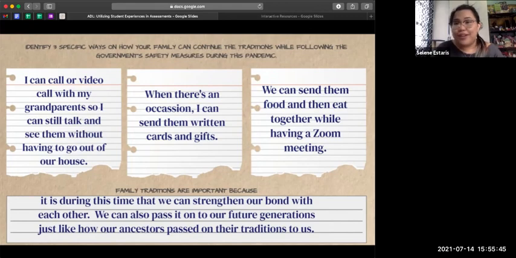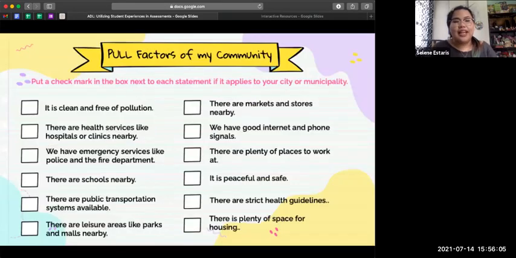They can do video calls instead, ordering food instead of going out, and then sending cards or gifts instead of going to a gathering. So it's relevant to them because they know what it's like. They're in that situation where they want to celebrate these traditions, but they can't because there's a lot of restrictions right now. And then another would be the push and pull factors of their community for migration.